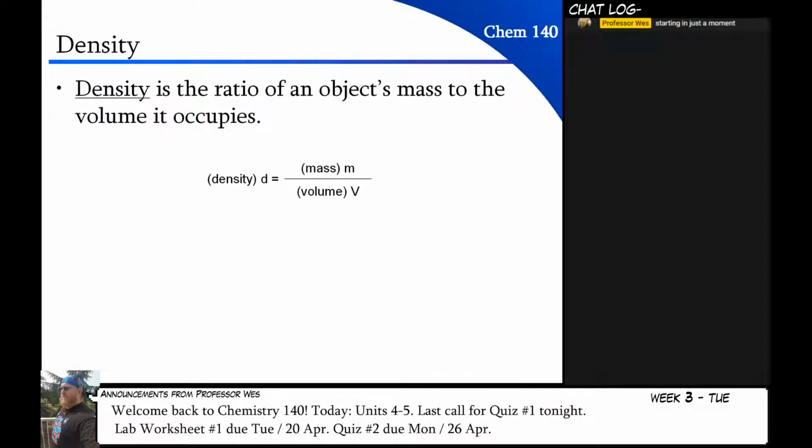Let's talk about density. What is density? Density is a ratio of how much stuff something has in a given volume. If you have ever held something made of lead, or maybe of tungsten or something.